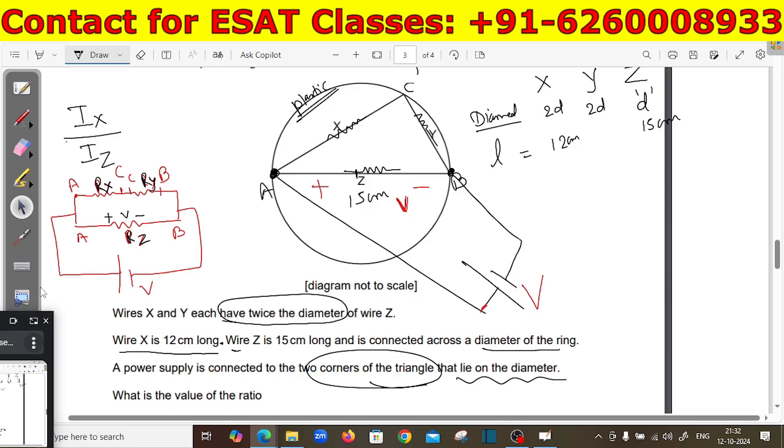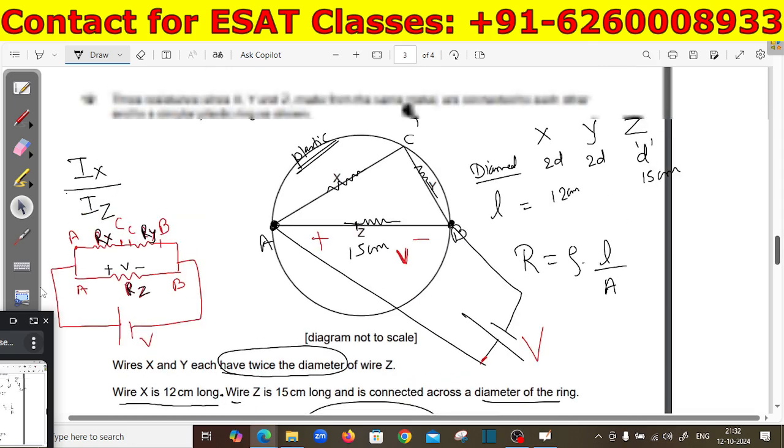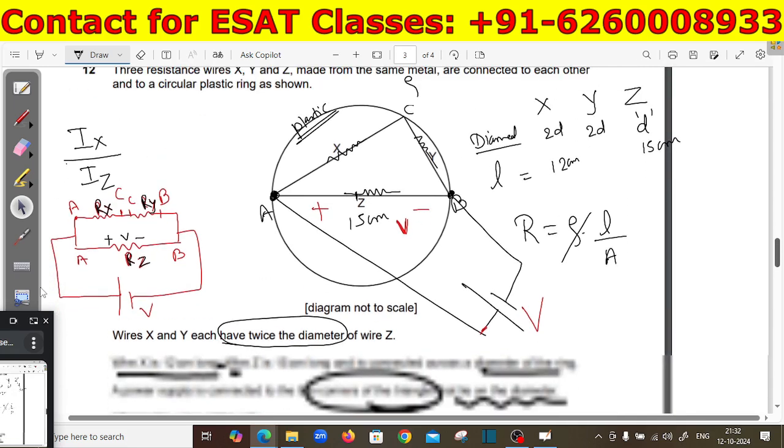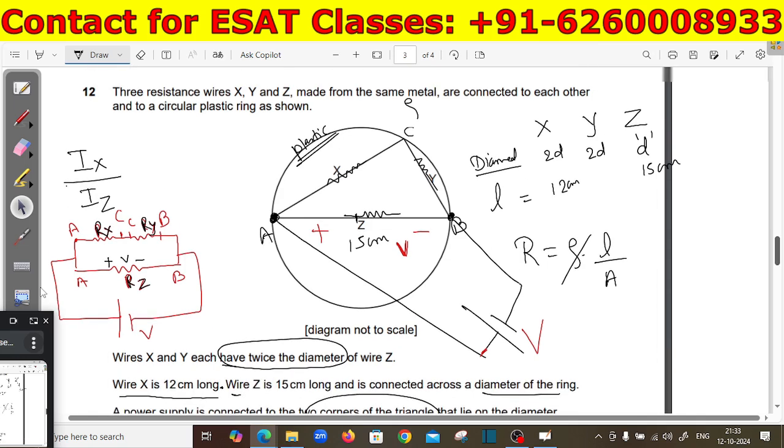See here, for solving this question, we need the relation between the resistances of X, Y, Z. And you know what's the formula for resistance? R is equal to rho L by A, isn't it? Do you know this or not? Yes, sir. So now we are given that rho is the same for all. So if we want to find the ratio of the resistances, we have to consider only the ratio of L and A. We have to consider only the parameter L, that is the length of the resistance, and A, the cross section area.